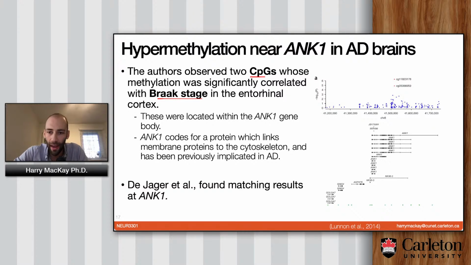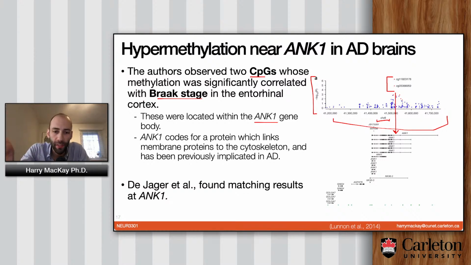This is a Manhattan-style plot where, as always, the significance level is given on the y-axis and the location along the chromosome is given on the x-axis. Here we're zoomed into a place on chromosome 8, and each of these points represents a CpG that was measured by the 450K array. And you'll see two CpGs have a much more significant relationship with Braak stage than the other ones that are surrounding them. Now, if you look where these are located, this down here is a genome browser view, you'll see that they're located in the gene body of the ANK1 gene.